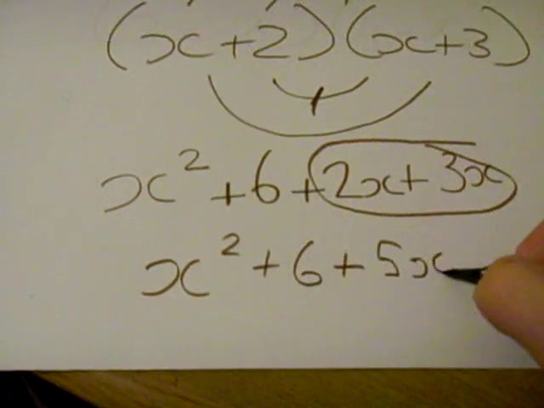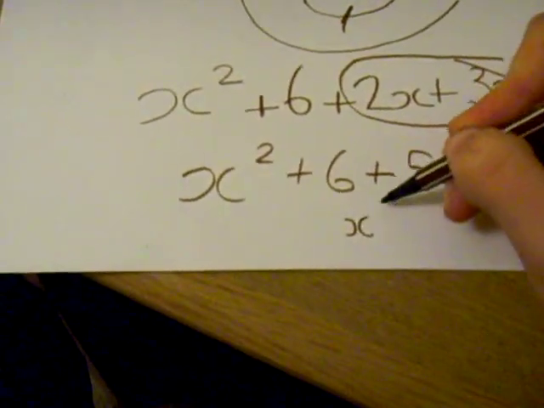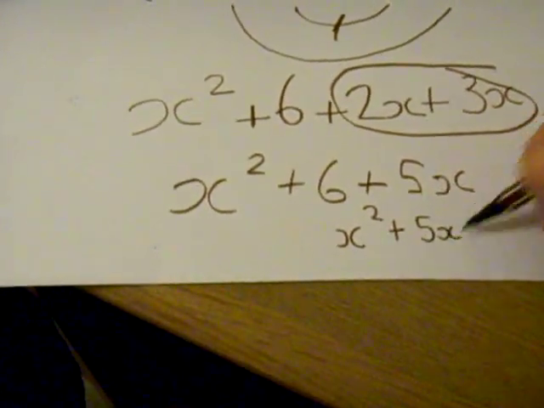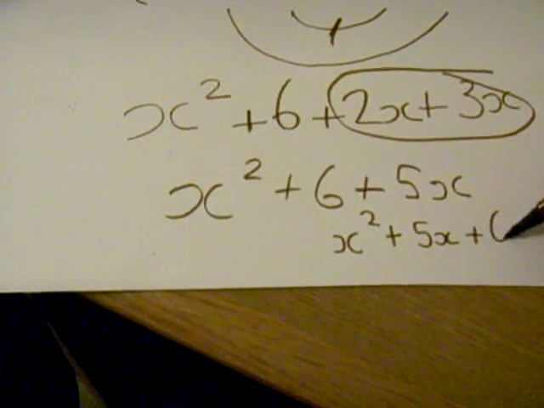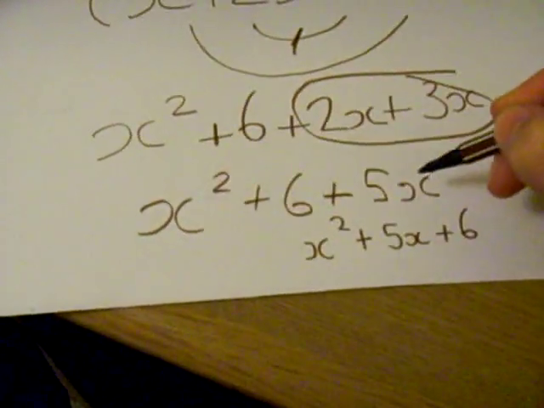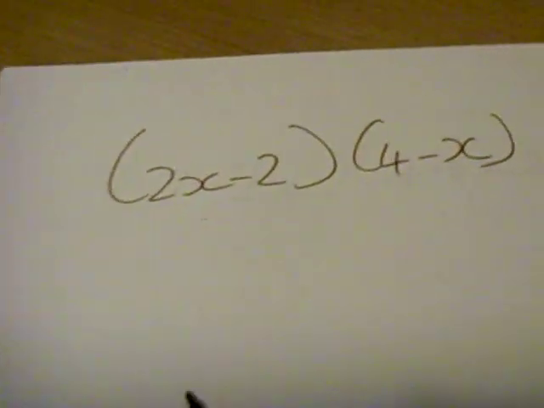And if you check the textbooks, they tend to write it as x squared plus 5x plus 6. Just in that order, so we're going from x squared to x to units. But you wouldn't lose any marks if you wrote it the other way in your exam. So let's have a look at this one.